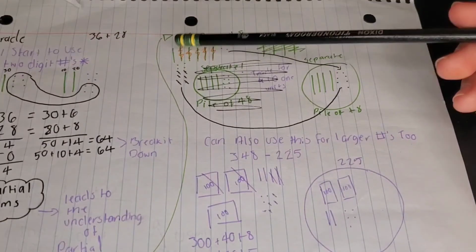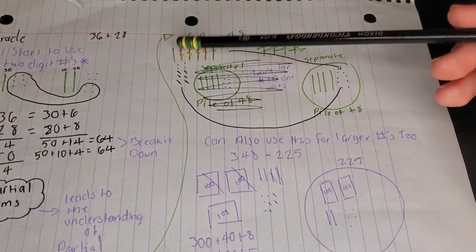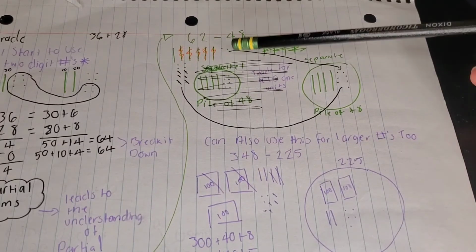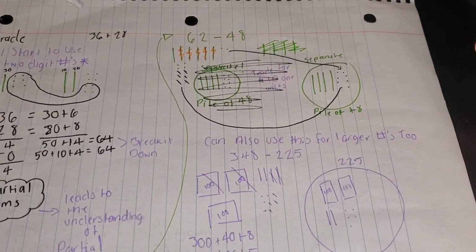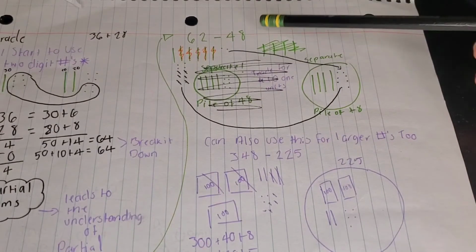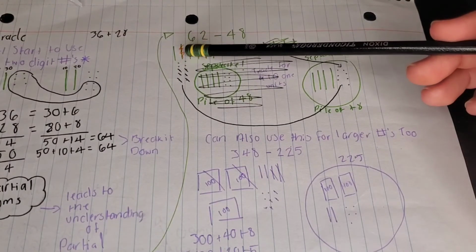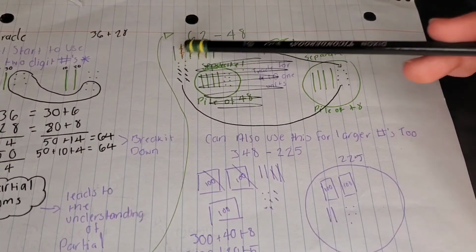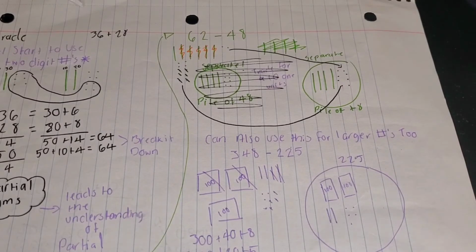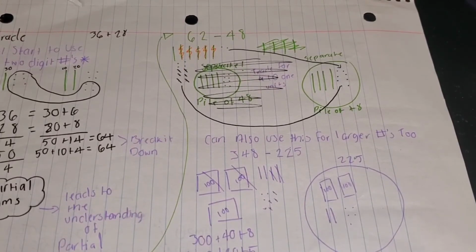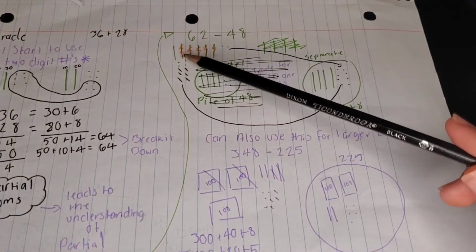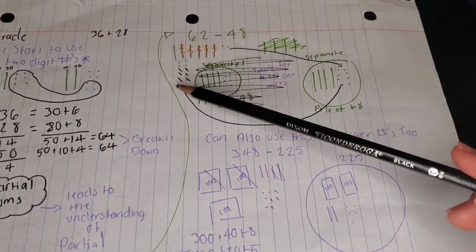So I drew 6 groups of 10, 1, 2, 3, 4, 5, 6, and 2 ones to represent the 2. So then we're gonna have to take away 48, meaning 4 tens, 1, 2, 3, 4, and 8 ones. So what we're going to have to do here is regroup. It's basically like when you subtract up and down, you do have to regroup. So that's what we're going to do here, but we're going to borrow from this 10 right here. We're going to break it down into tens, right?